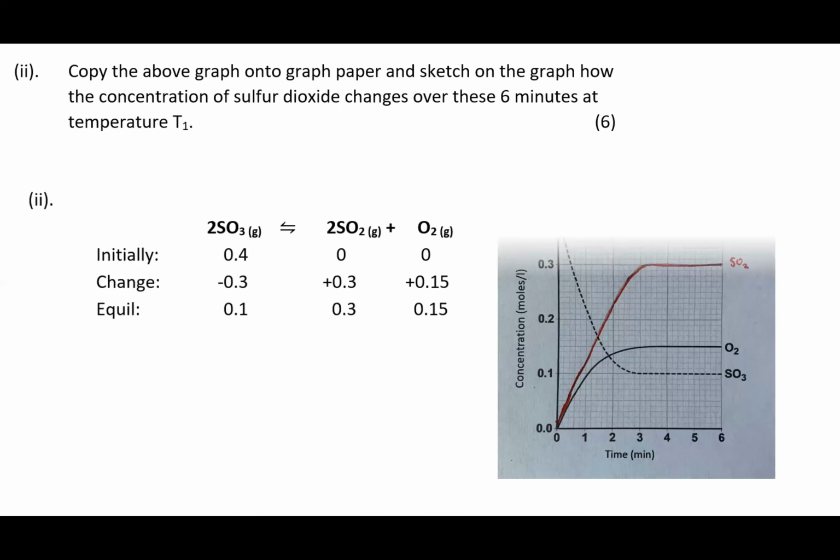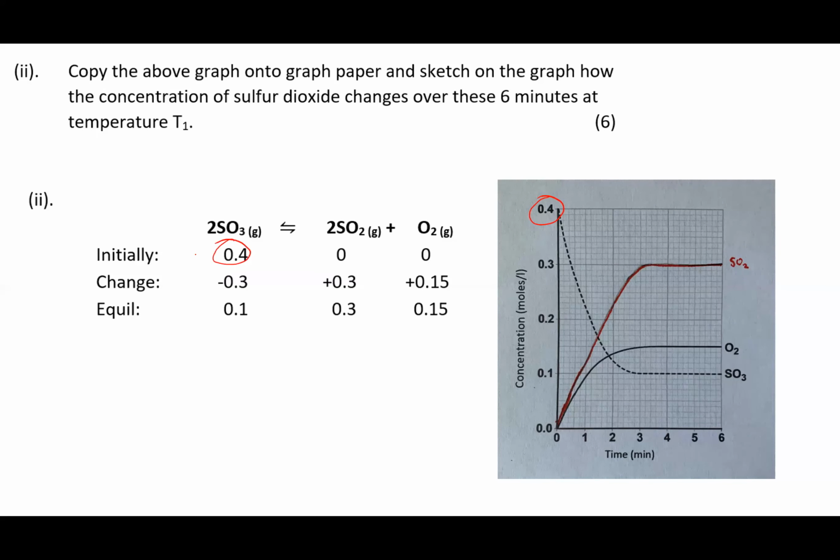So in order to do this, we need to do a little bit of calculating first, okay? So we see there that the SO3 starts at 0.4, so we put this in our graph. The oxygen starts at 0, we can see that from our graph down here, and obviously the SO2 will start at 0 too, because it's a product, I should say, okay? We see then that the SO3 reduces down to 0.1, okay? So here we have our 0.1, so our change is minus 0.3.